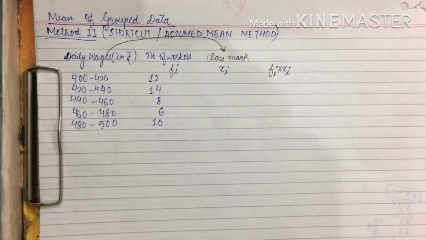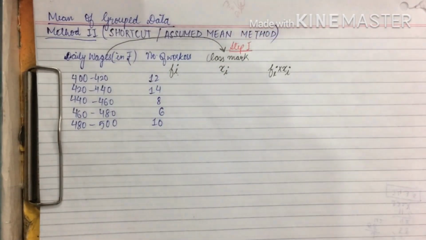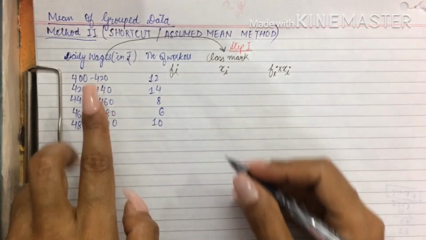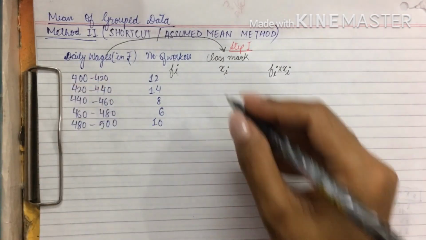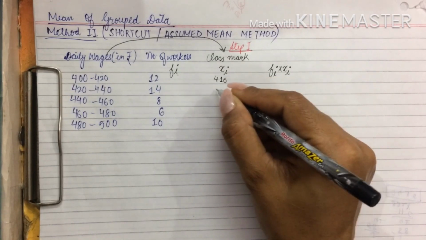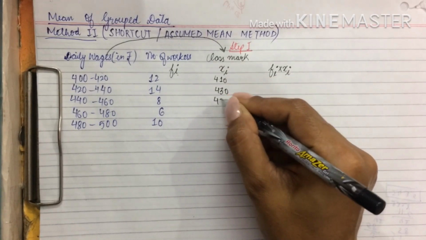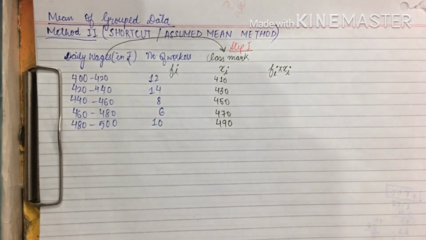Going over the steps again, this is step number 1. Just like the direct method, find out the class mark for each of the classes. Let's do that. The class mark will be the sum of the lower limit and the upper limit divided by 2. This comes out to be 410, 430, 450, 470 and 490. This was your step number 1.